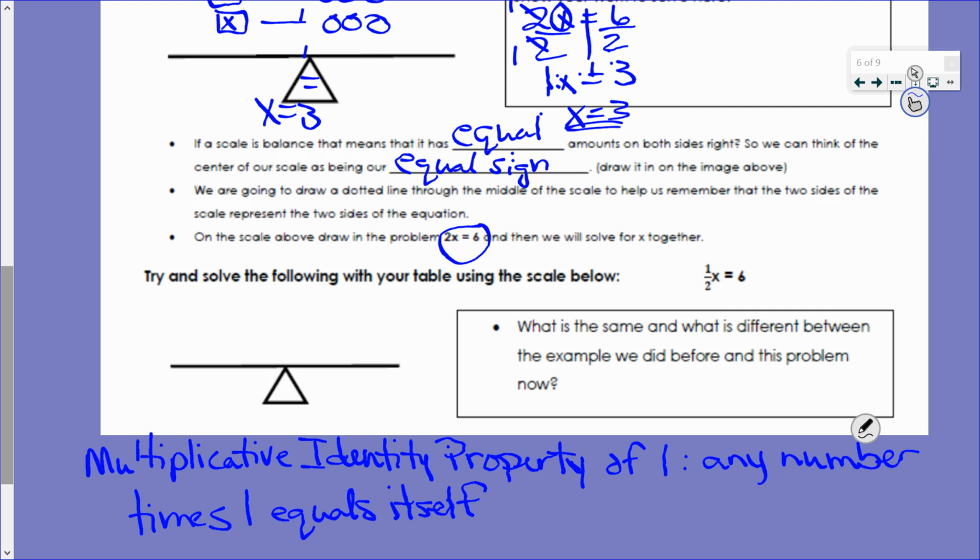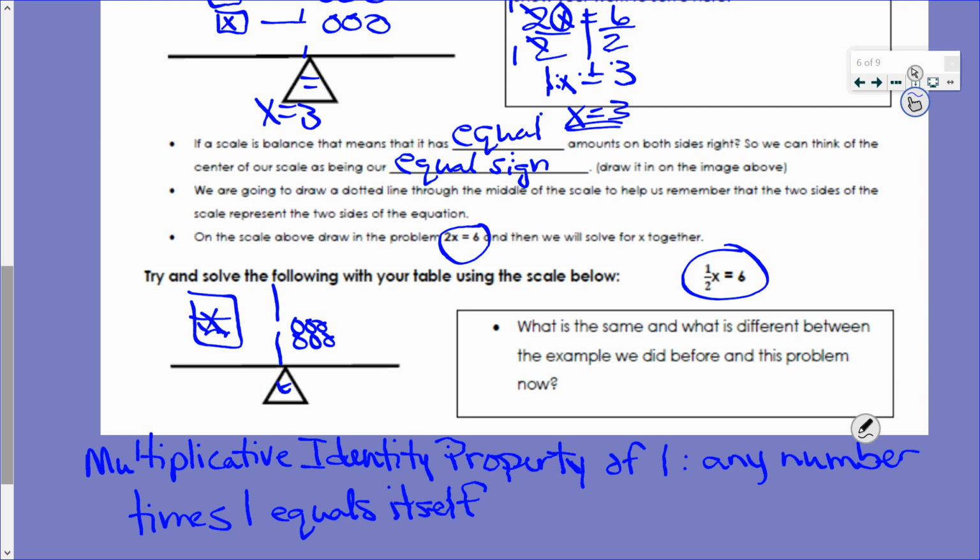Okay, now the next one. We're going to use our scale again, but we're going to do 1/2 of x is 6. So in other words, on my x side, I actually only have half of it. So I'm only looking at half of the x, and it's going to equal 6.